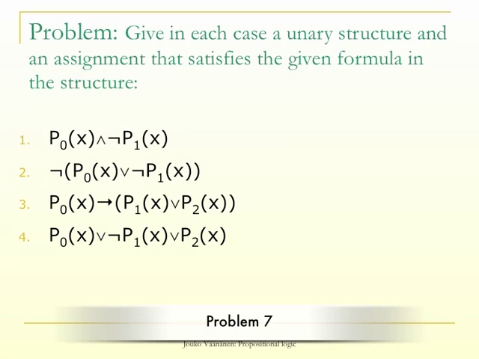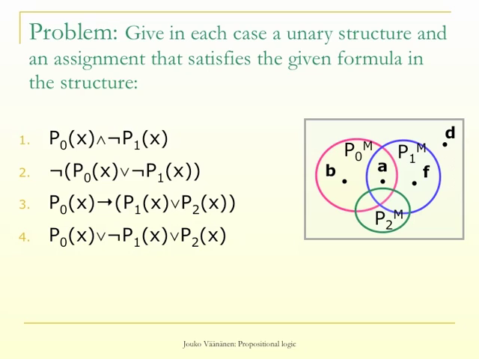Give in each case a unary structure and an assignment that satisfies a given formula in the structure. We use the same model in each case. The model has 3 unary predicates, P0, P1, and P2, none of which is a subset of the other. So let us look at possible assignments that would satisfy the given formula.